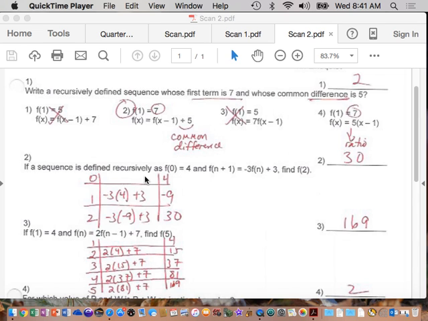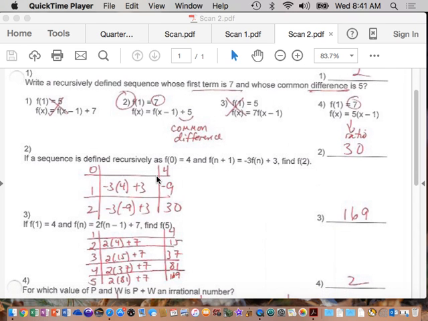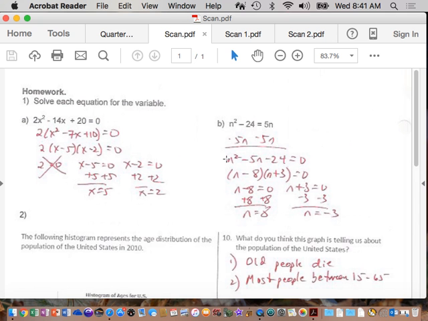And I congratulate you for working. That's the most important thing. But hopefully now you have a better, more clear understanding of exactly what's expected. Okay? Any questions? All right. Let's go to last night's homework, the first page.